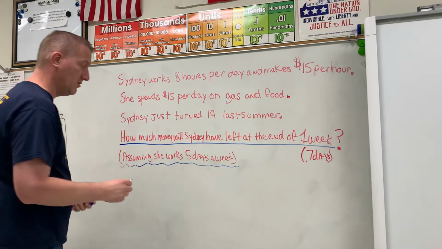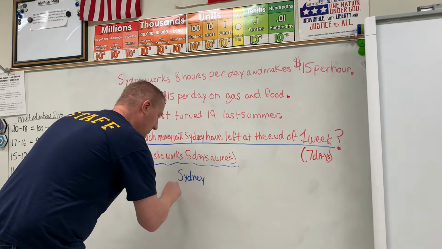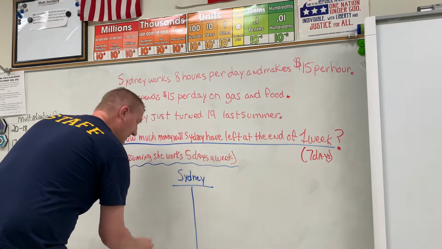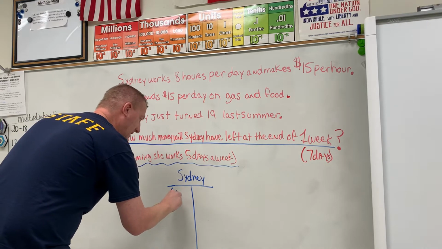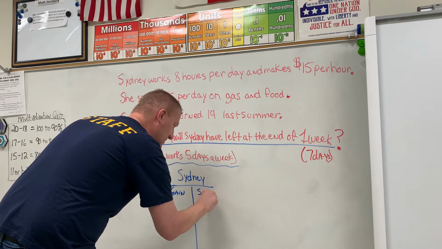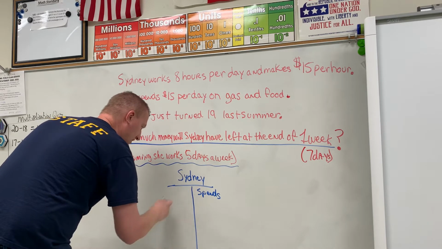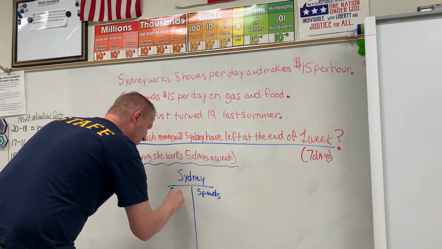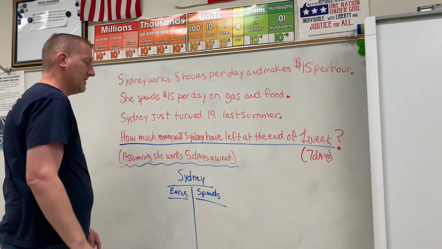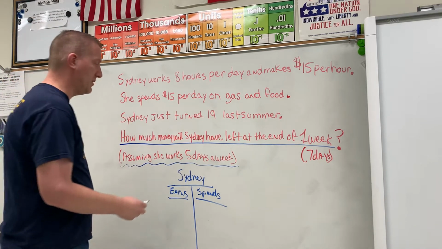Then what I'm going to do is make a T-chart, or break her earnings into a T-chart. Okay, this is her gain, and this is what she spends. Or instead of gain, you can say earns. So she earns this money, she spends this money. Okay, so each day we're gonna do it per day.